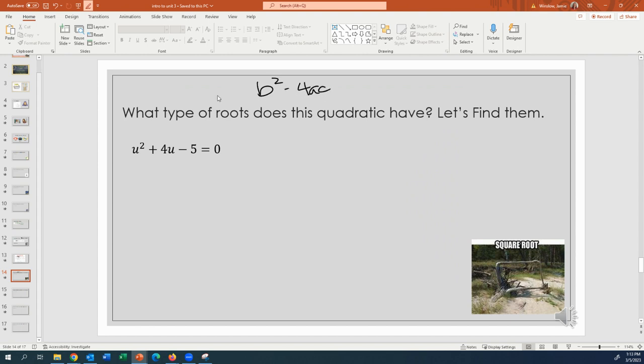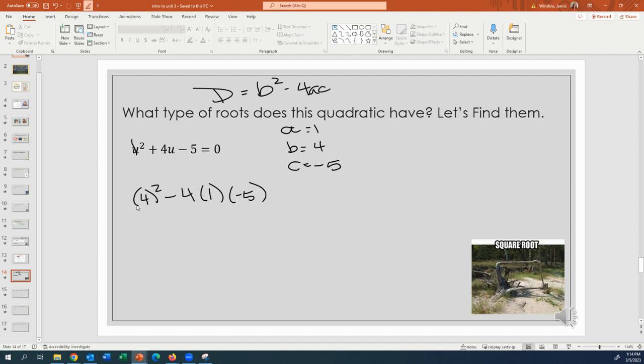Here's that discriminant. Now this is not specifically on your formula sheet, but the whole quadratic formula is. It says, what type of roots does this have? Let's find them. Our quadratic is given in standard form, the exponents are in decreasing order, so we can easily pull off our coefficients a, b, and c. So a is 1, b is 4, and c is negative 5. We're just going to plug those into our discriminant formula, b squared minus 4 times 1 times negative 5. And let's see what that is.